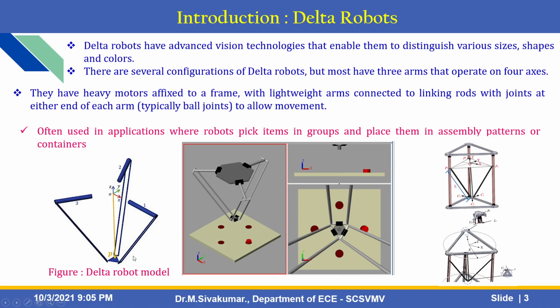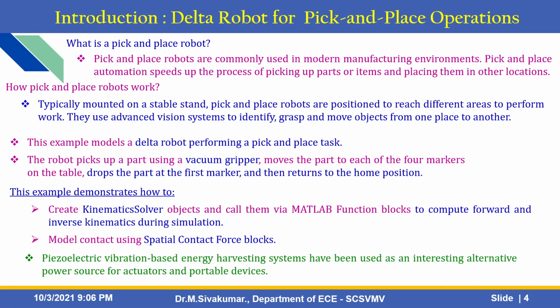This figure shows the Delta robot model, built using the MATLAB Multibody toolbox. These are geometrical representations of the Delta robot. What is a pick and place robot? Pick and place robots are commonly used in modern manufacturing environments. Pick and place automation speeds up the process of picking up parts or items and placing them in other locations. How do these pick and place robots work?